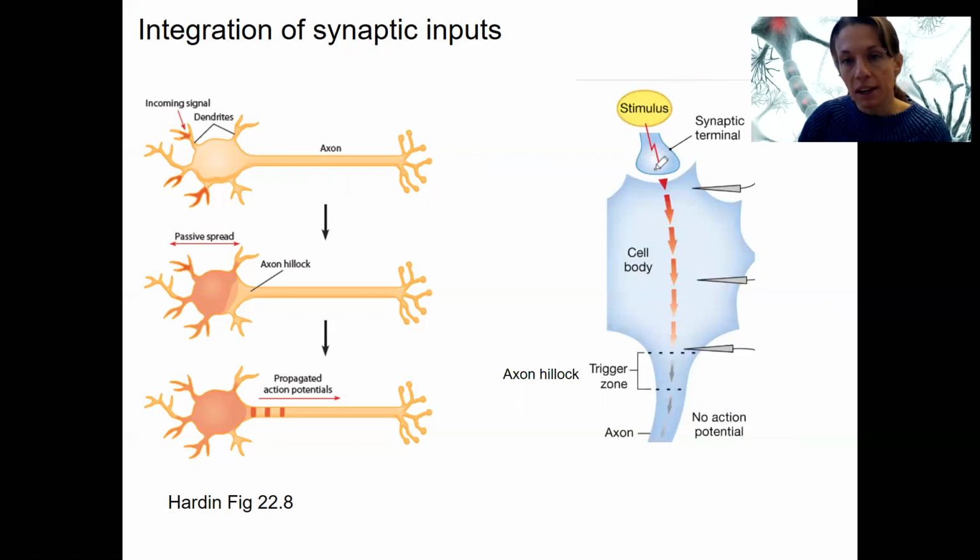If you have one stimulus coming in here, assume excitatory, the ion flow is not enough for that to reach the trigger zone at the axon hillock. However, if you have two different stimuli, now we've got twice as many ions traveling in here. The neuron is going to integrate those two, and the effects of them are going to add together. Even though both are decremental, in terms of the graded potential decreasing as it moves, it's enough for them to sum together and cause an action potential.